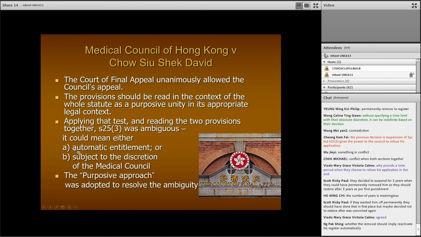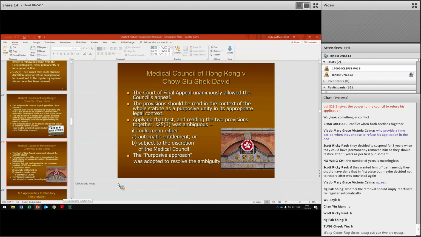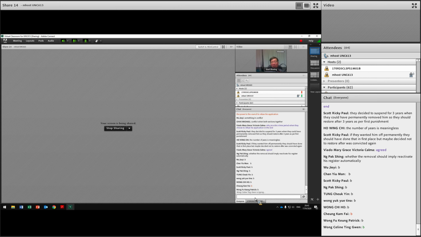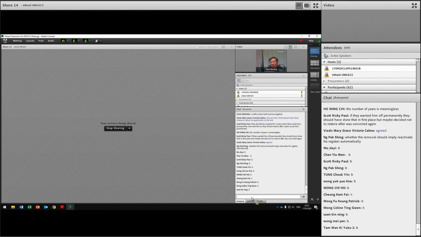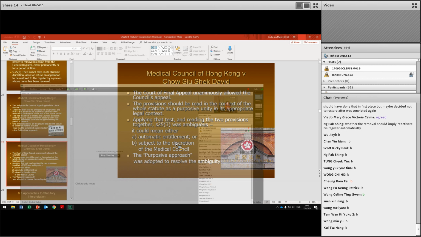Which one will you prefer? If you were the judge, judging from the public policy, which one will you prefer? A or B? So now, we just ignore the legal reasoning. From the angle of public policy, which one will you prefer? A or B? Most students will say B, subject to the discretion of the medical counsel.